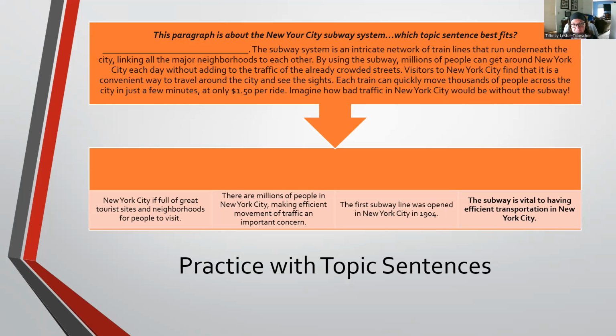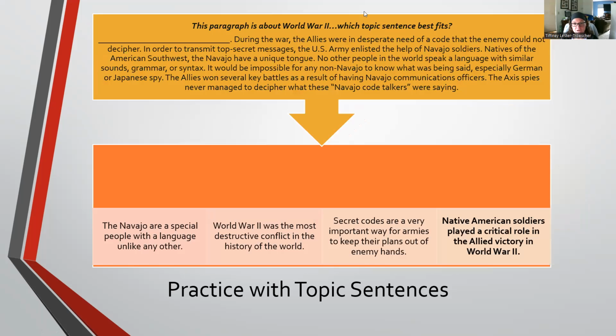I have 2 other examples here, one about the New York City subway system and one about World War II. You're free to look at these a little more closely on your own if you download the PowerPoint. Again, I just wanted to go through one example with you because there's a section like this on one of this week's homework assignments where you're given the paragraph without its topic sentence, and then you have 4 choices and you have to choose the topic sentence that works best for that paragraph.